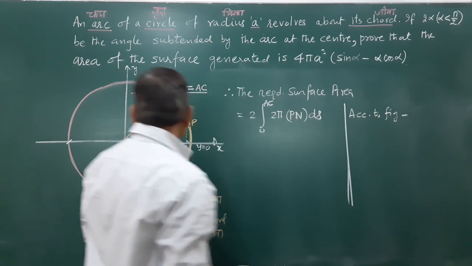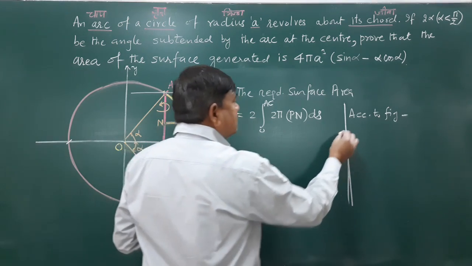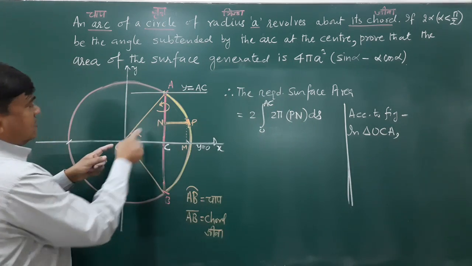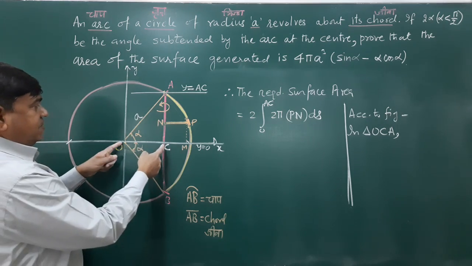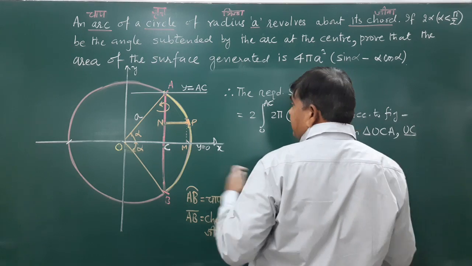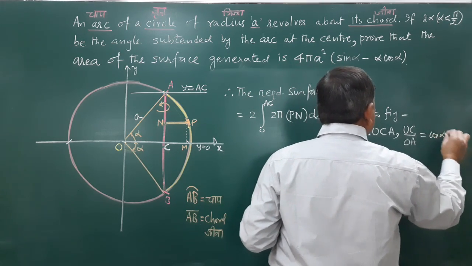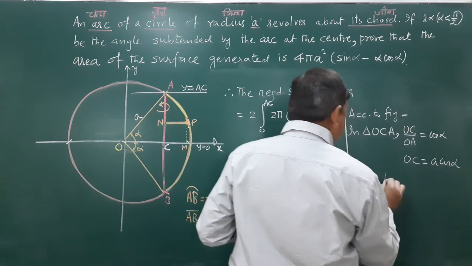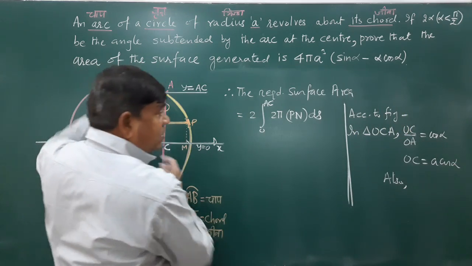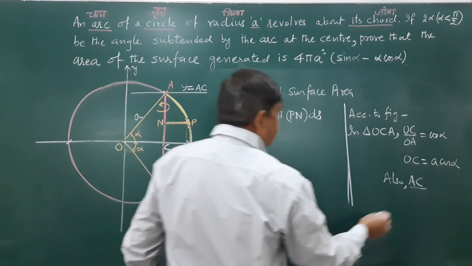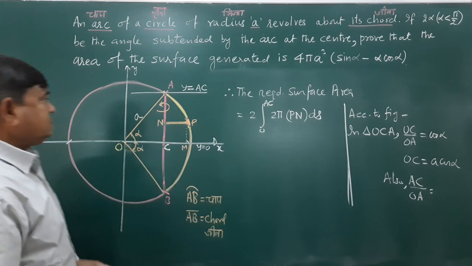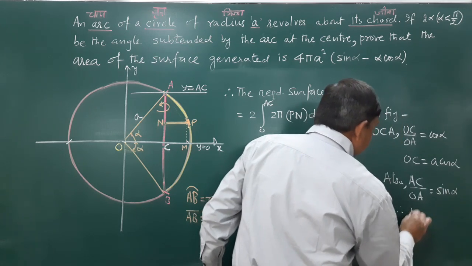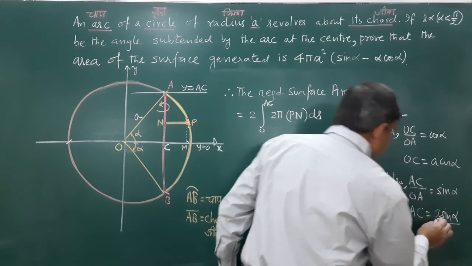Now we find according to figure. Look at this triangle. In triangle OCA, this is alpha and this is the radius A is given. So base upon hypotenuse, that is OC upon OA. This is cos alpha and OC is OA. OA is A, so it is A cos alpha. Also AC perpendicular upon OA, perpendicular upon hypotenuse. So this is sin alpha. Therefore AC is A sin alpha.